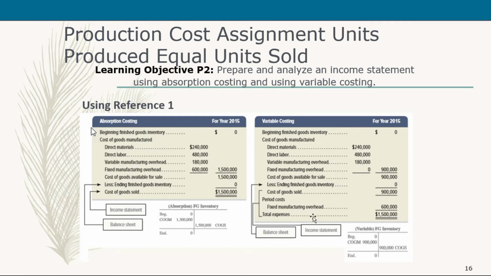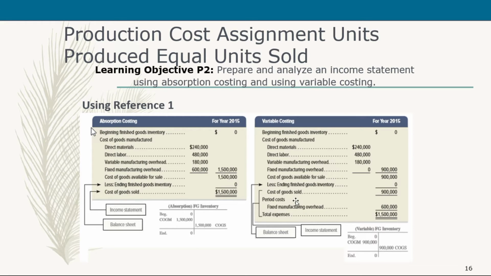Now, under variable costing, your cost of goods manufactured includes your direct material, direct labor, variable manufacturing overhead, and we don't add here your fixed manufacturing overhead. So when we add the three, it will give us your cost of goods available for sale, whereas under your absorption costing, it's already 1.5 million. So where do we now see your fixed manufacturing overhead? It is under your period cost. It is not part of your cost of goods sold.